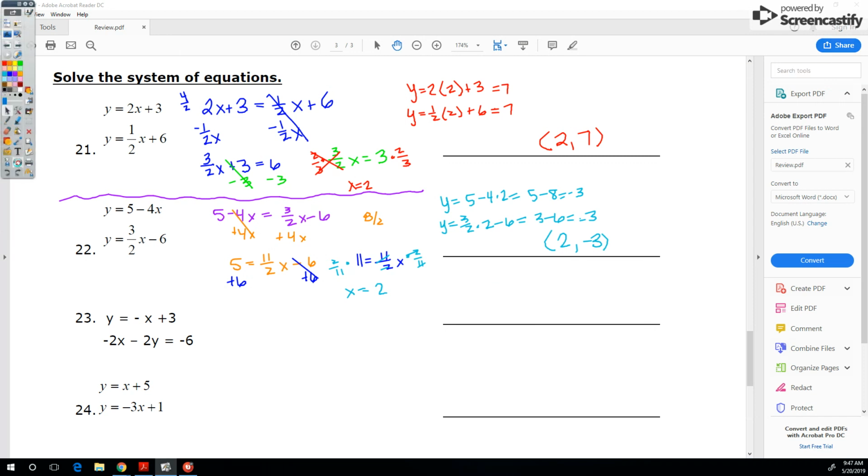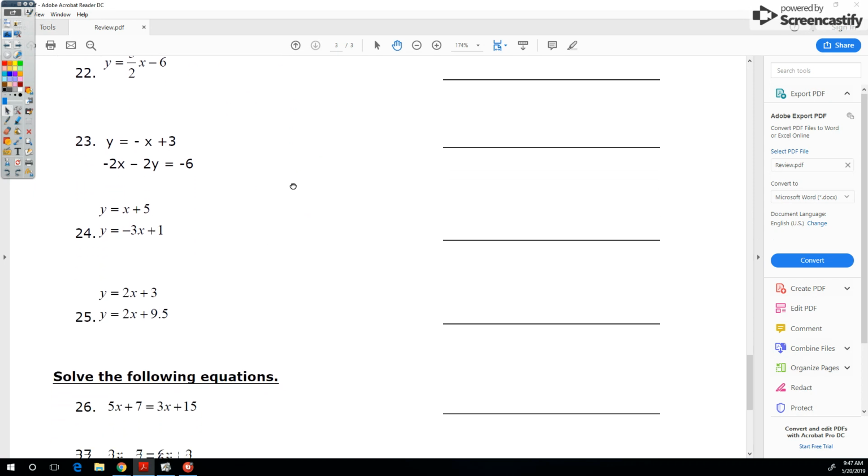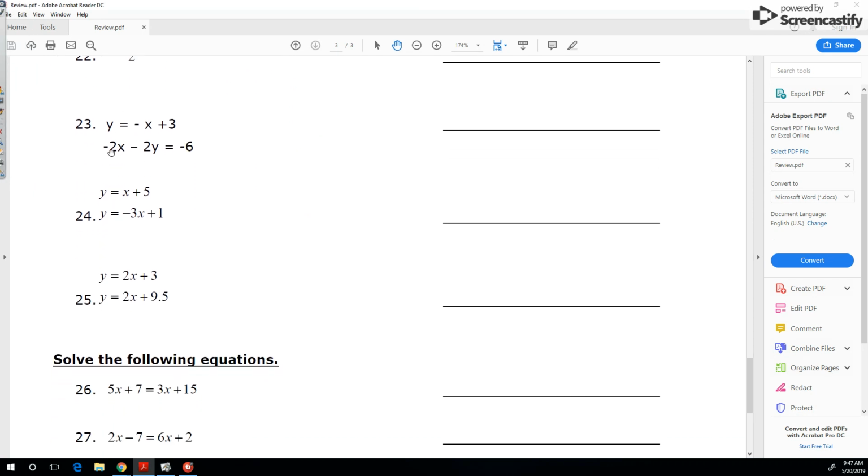Okay, slight little problem in the next one. We are not in y equals mx plus b, or y is not by itself. So I can actually use substitution for this one, which you probably didn't have to do at all on your project because you wrote all of your equations in slope-intercept form. But just to review it, if y is equal to negative x plus 3, then whenever we see the y, we can substitute in negative x plus 3.